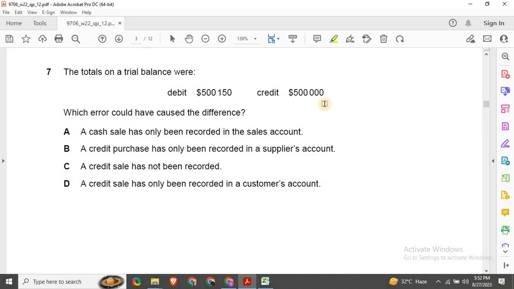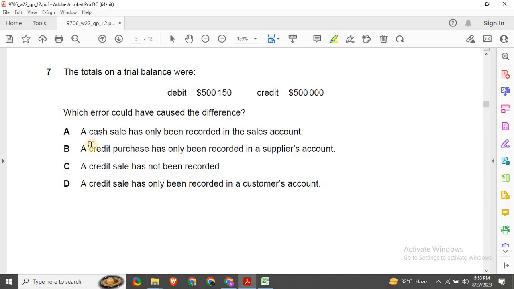Option A, a cash sale has been recorded in the sales account only. So it is recorded in the sales account. The sales account has a balance on the credit side, so the credit balance will increase. But here the credit balance is understated. So this is not the correct option.